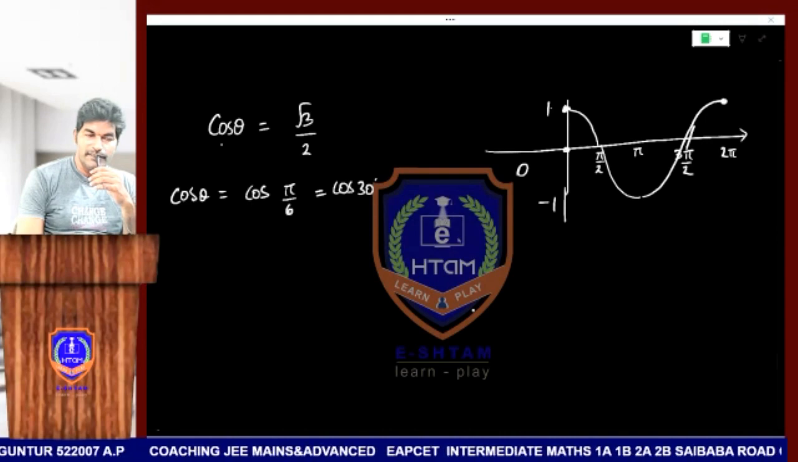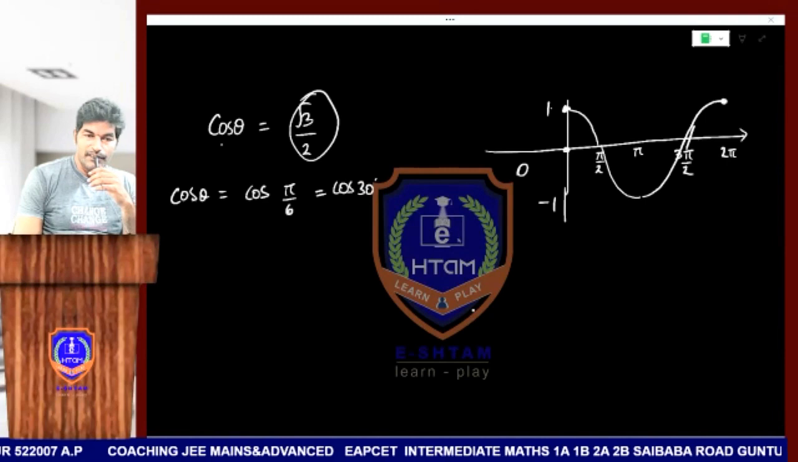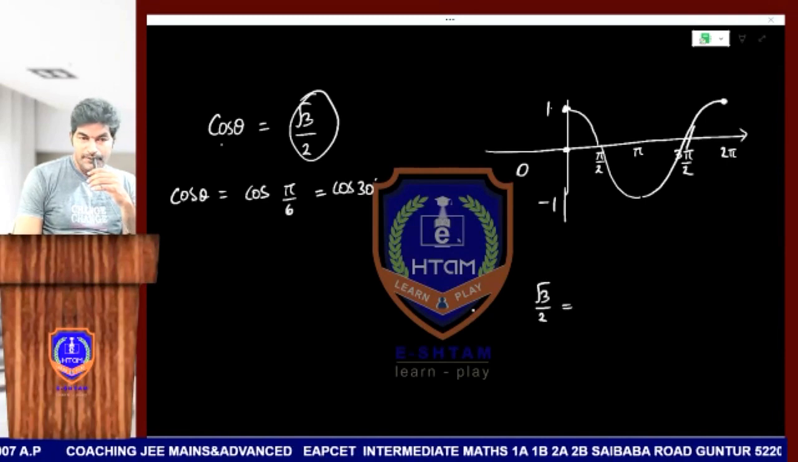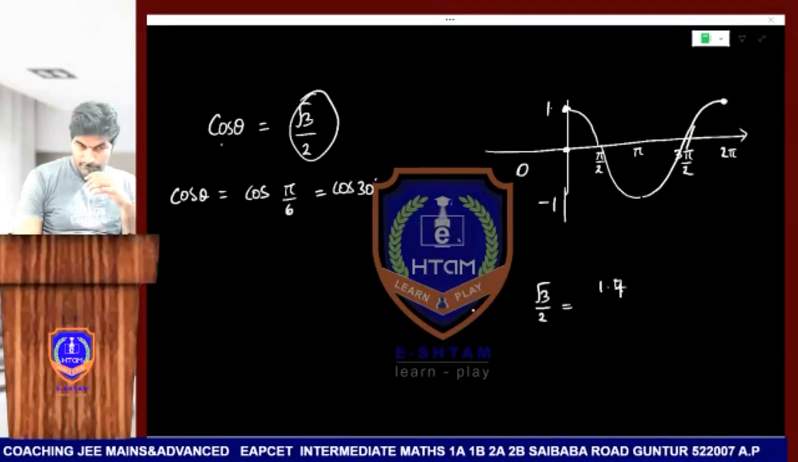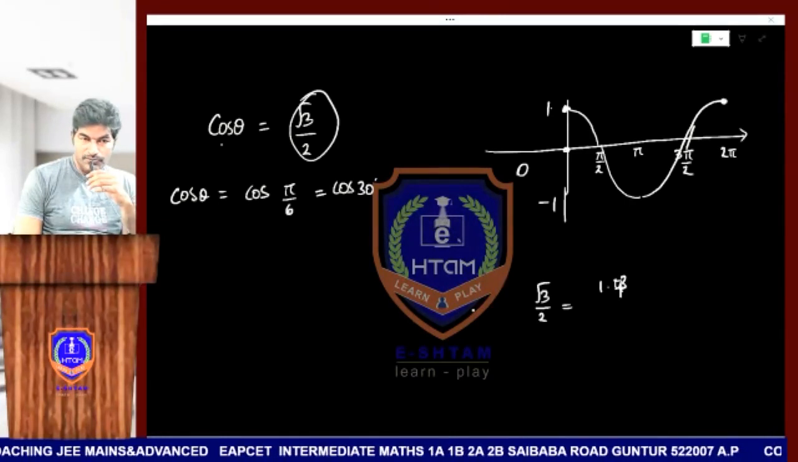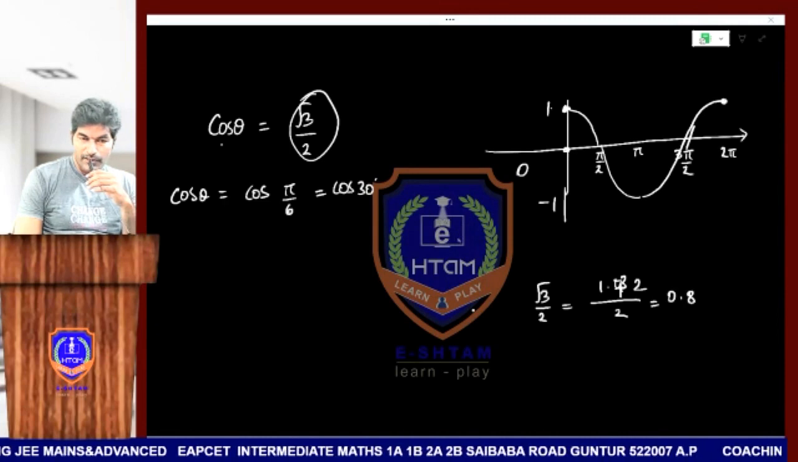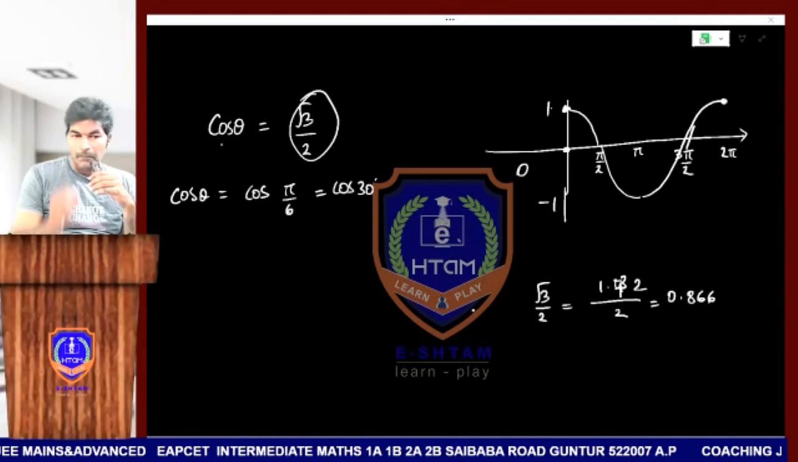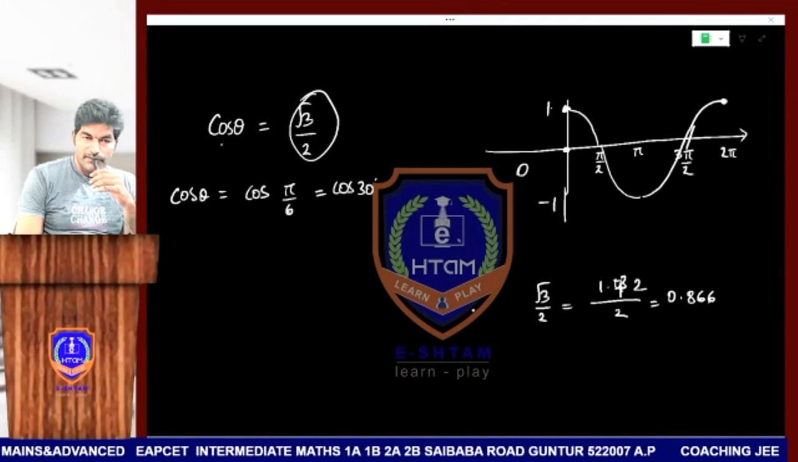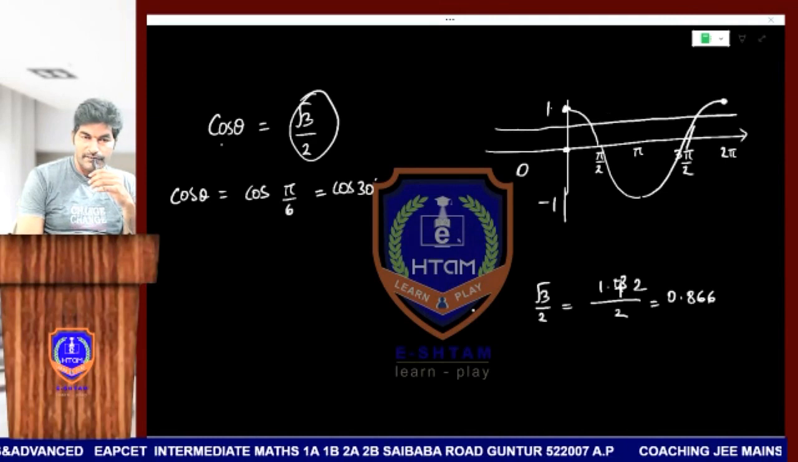And root 3 by 2 means, is it a positive or negative? Positive. Root 3 means how much? Root 3 is 1.732. So 1.732 by 2 means approximately 0.866 something. Okay, that means it's a positive value. So you can draw a line which is close to 0 like this.